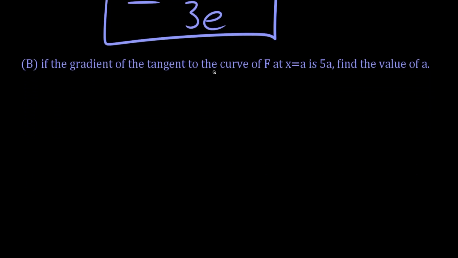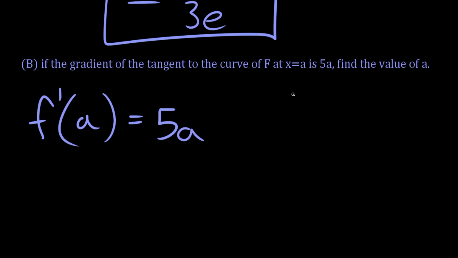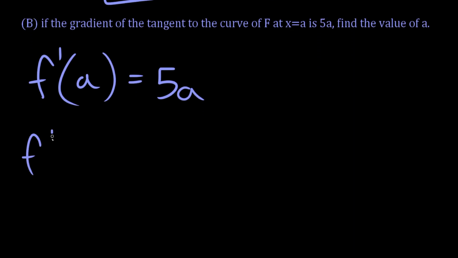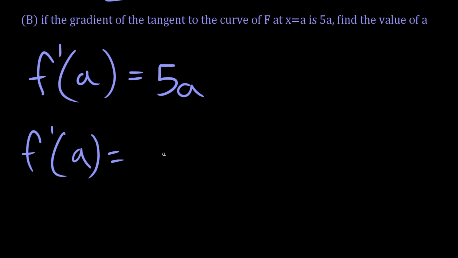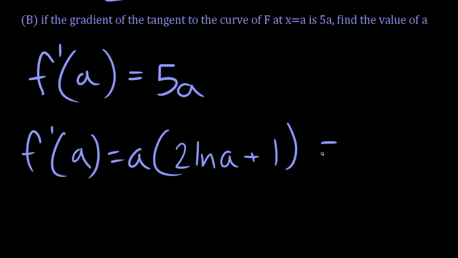If the gradient of the tangent to the curve of f at x equals a is 5a, find the value of a. What this means is that if we plug a into our gradient function, the result should be equal to 5a. So we're going to use this equality. If we remember, for every instance of x, our function was x times (2 ln x plus 1). So a times (2 ln a plus 1), and we know that this should be equal to 5a.